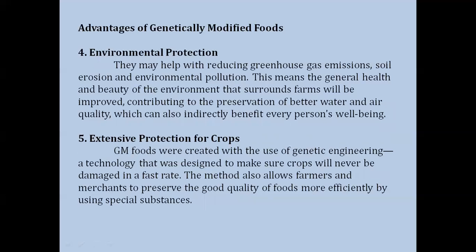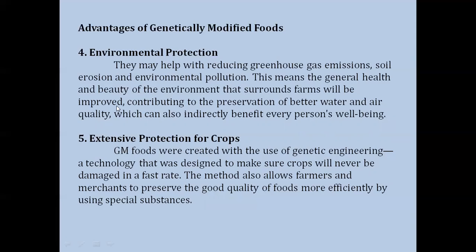Fourth is environmental protection. GMO crops can help reduce greenhouse gas emission, soil erosion, and environmental pollution. So these are three important points, and thus the general health and beauty of the environment that surrounds farms will be improved.